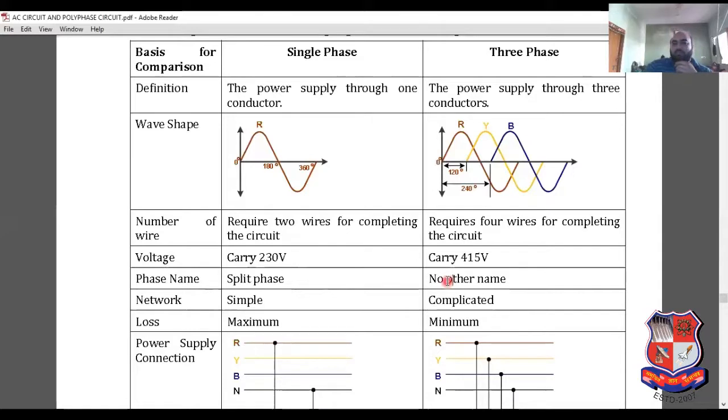We have to say polyphase. Polyphase means what? More than two phases are known as a polyphase circuit. And the three-phase circuit is there for our syllabus. As far as our syllabus is concerned, we have to learn only about the three-phase circuit.